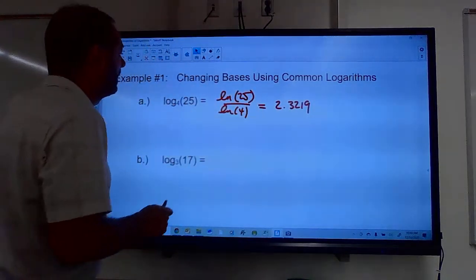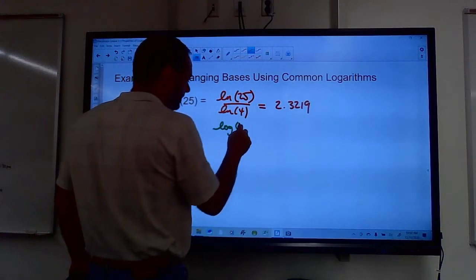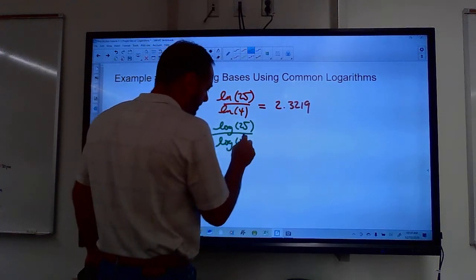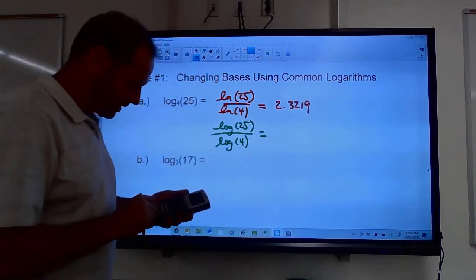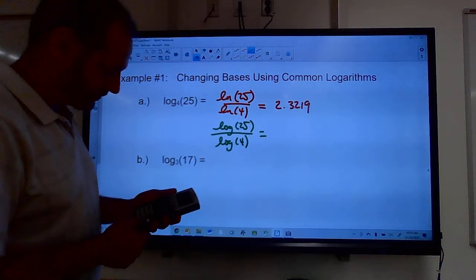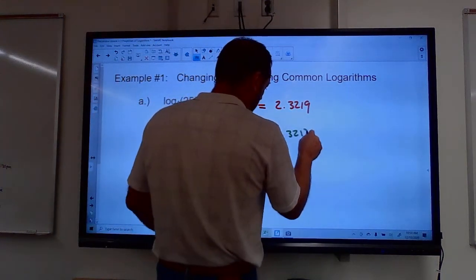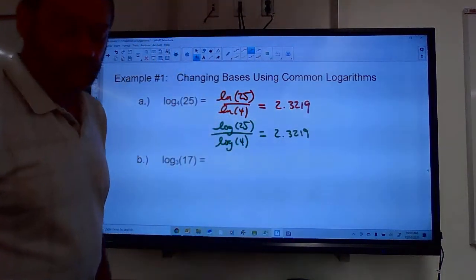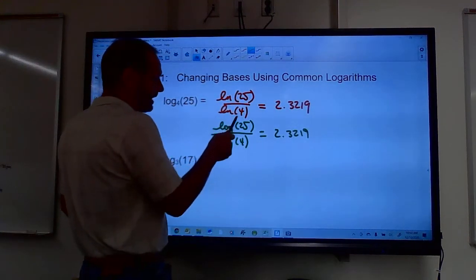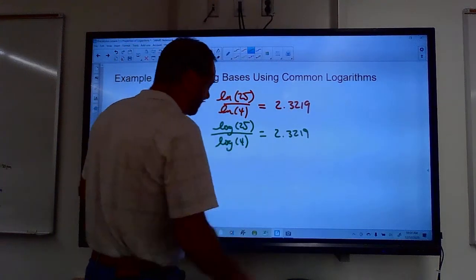Now I could also do just log of 25 divided by log of 4. Make sure you close the parentheses each time. It comes out to be 2.3219. So all these numbers are different. This number and this number are not the same, and this number and this number are not the same, but when you divide them it comes out to be the same.